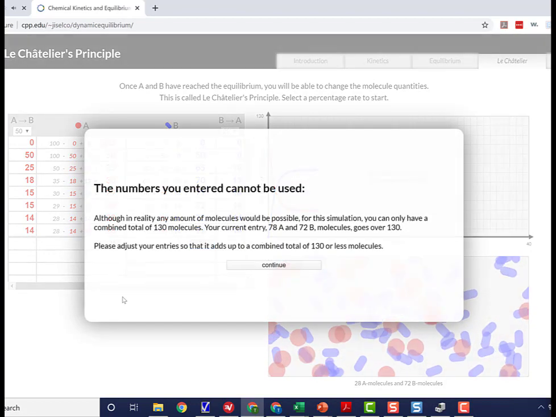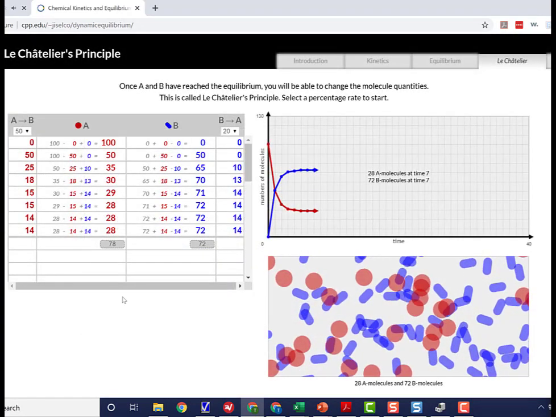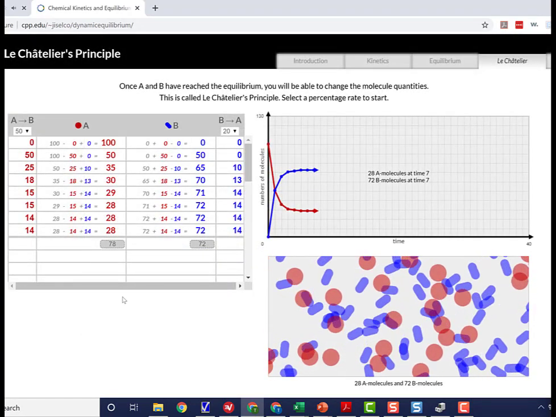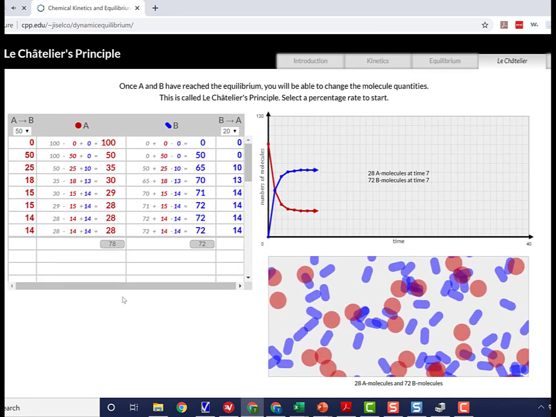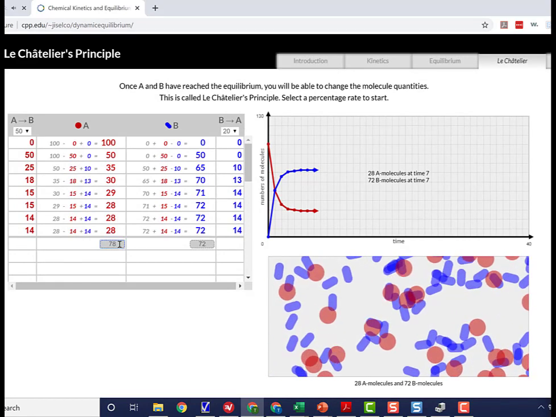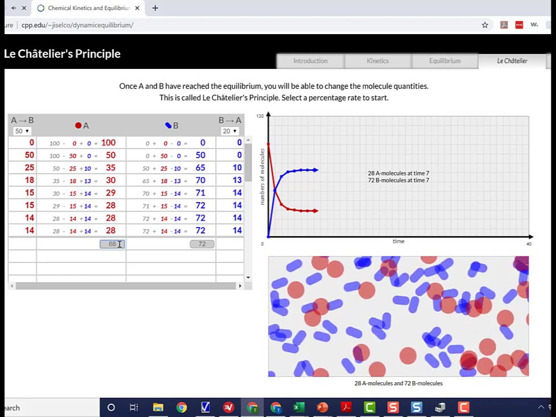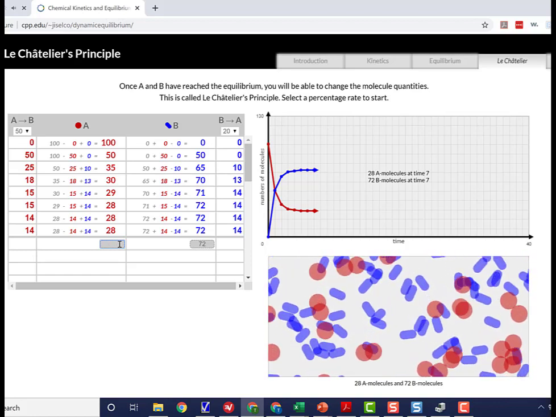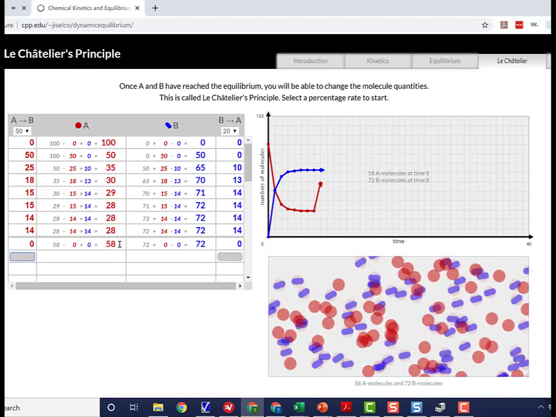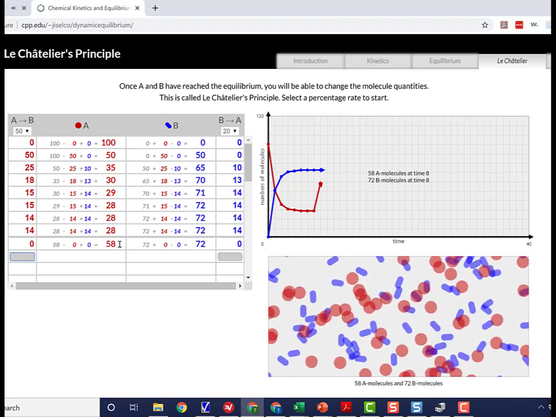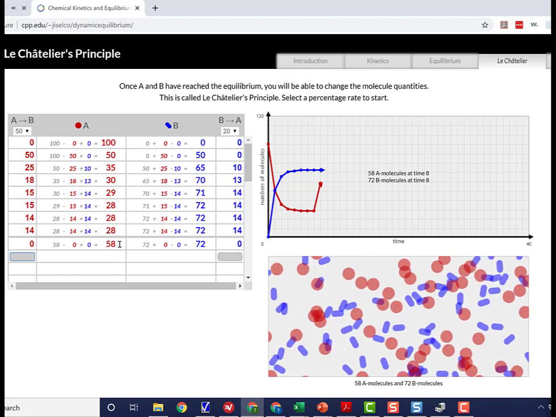72 of those. Oh, that's too many. So maybe let's try this, instead make it 68. That's too many. Add 30 more, 58. Okay. So I've messed up the equilibrium.